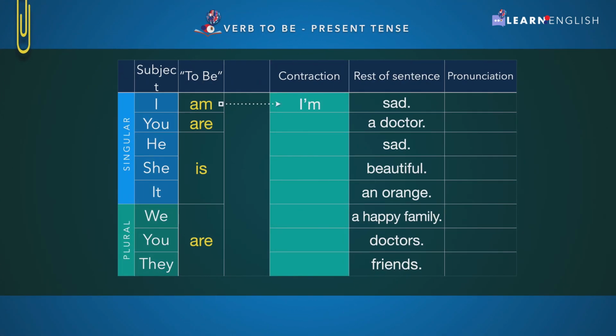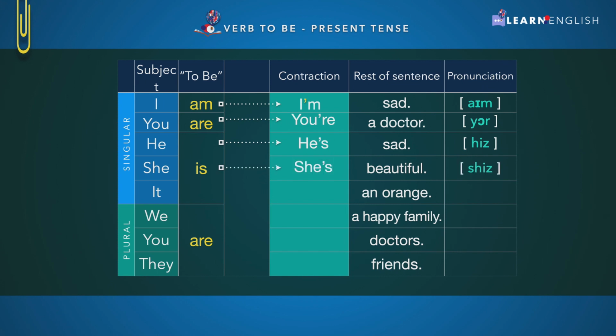We can shorten it to I'm sad. We use an apostrophe to represent the missing letters. We use contractions in both written and spoken form. You are turns into you're. You're a doctor. He is becomes he's. He's sad.